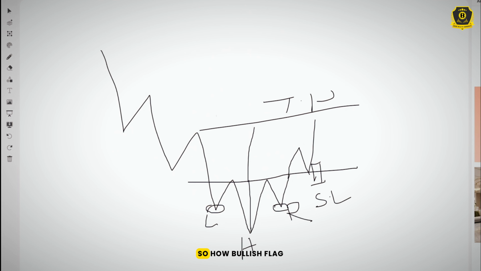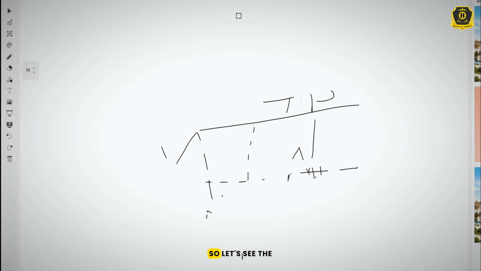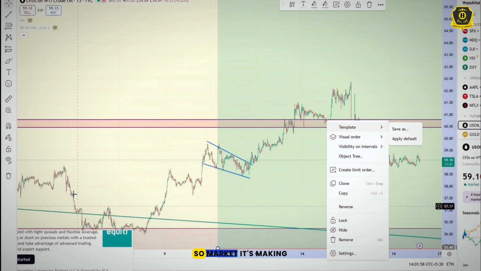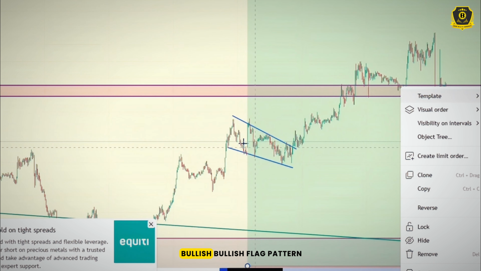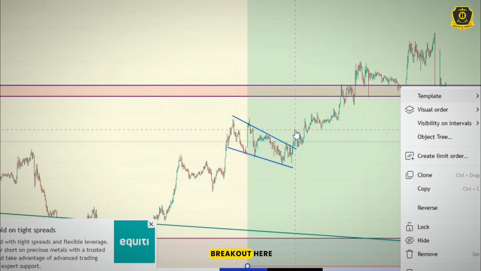This is the falling wedge or bullish flag pattern. So how does the bullish flag pattern basically work? I can show one bullish flag pattern on the chart. So let's see here. The market is making a high. So this is the bullish flag pattern. Now there is the neckline breakout here, and then a retest. We can take the entry here.